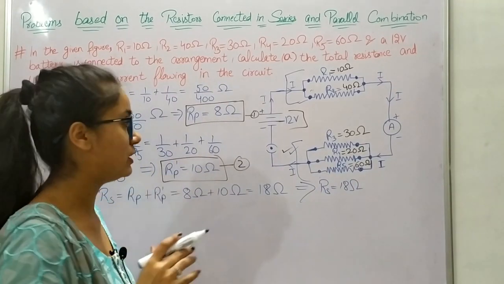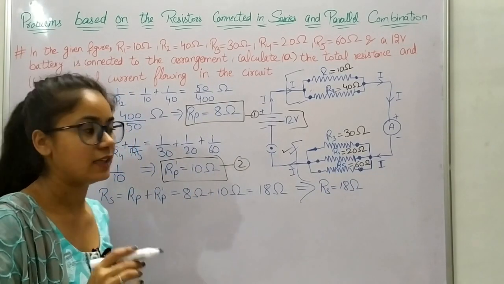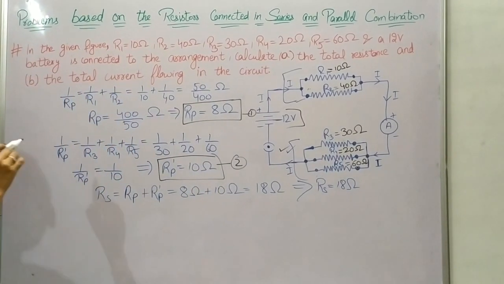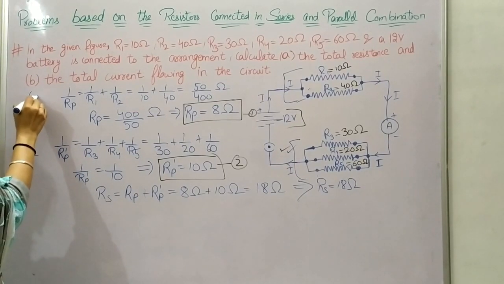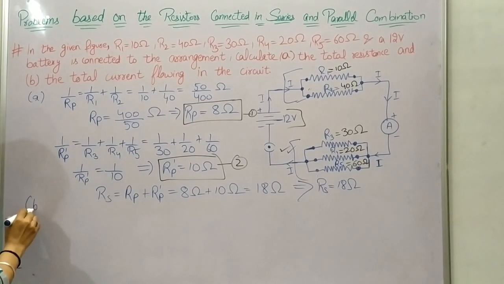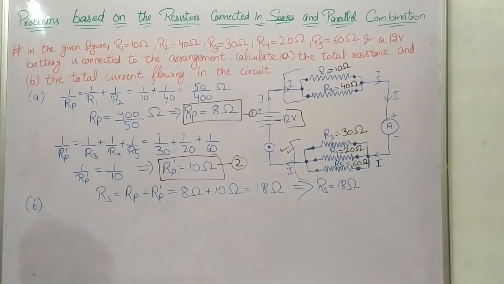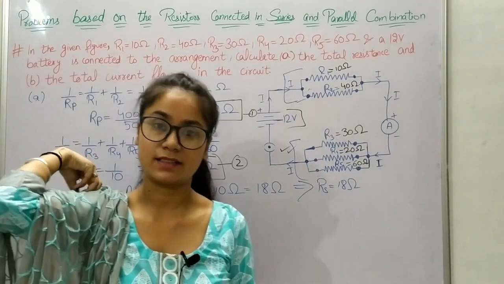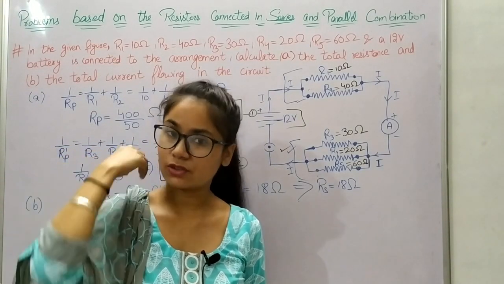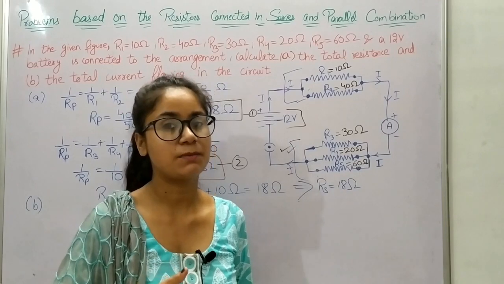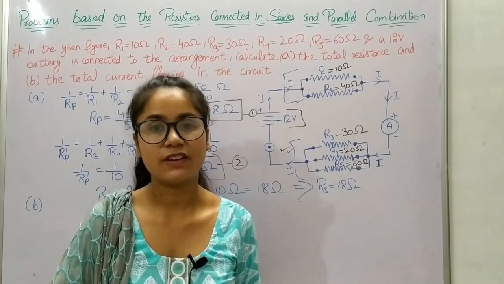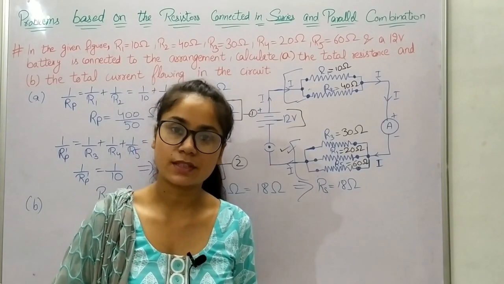We have calculated the A part. Now it's time to calculate the B part. In the B part, you can see we have to calculate the total current flowing in this circuit. So we have found the total resistance. We are provided with the potential difference. So how are we going to find the total current? We're going to use Ohm's law.